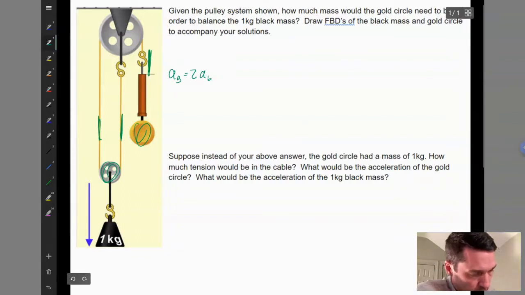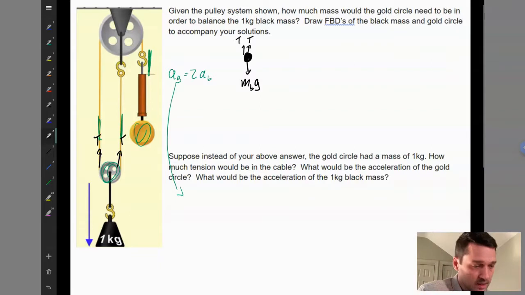this system. In order to just balance this, well, let's make free body diagrams of both. So we got the black object, and it has 1 kilogram, so I'm going to call that m_B g, and it's got 2 tensions upward, because there's 1, 2 strings, tension, tension.